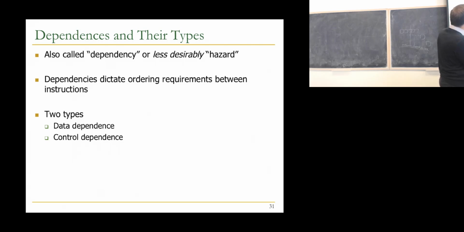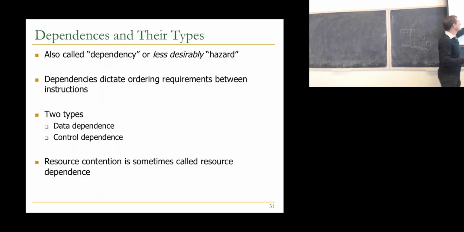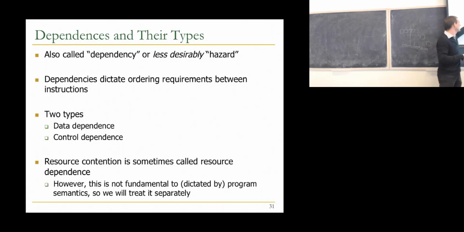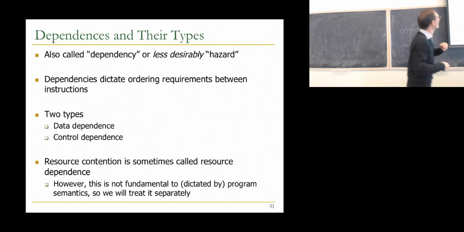These dictate ordering requirements between instructions, right? And there are two types, data dependence and control dependence. Resource contention is sometimes called resource dependence. You really depend on a resource. But I'll treat it differently. This is not fundamental to program behavior, right? It's not fundamental to program semantics. If you have infinite resources, there is no resource contention. So we'll treat it separately. But let me first treat that, actually.